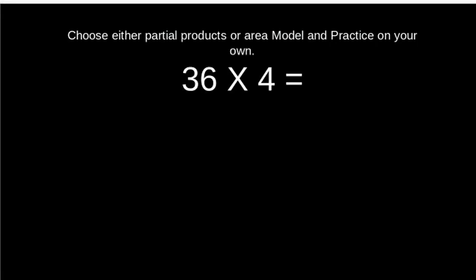All right, for the rest of this video, you're going to choose either partial products or area model, whichever one's your favorite, and practice on your own. So let's start with 36 times 4. Choose your strategy and practice on your own.